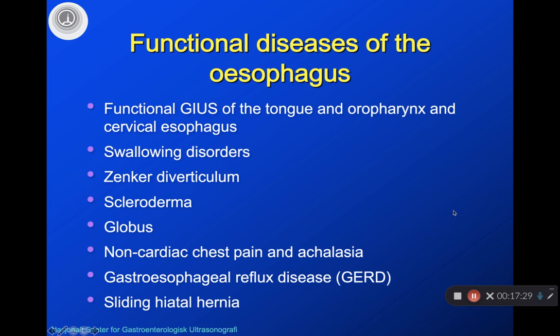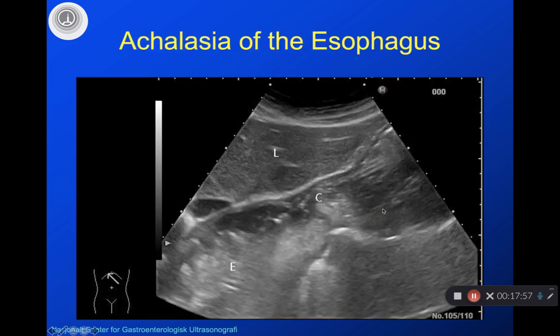Regarding esophagus, we are able to show evidence of even tongue and oropharynx diseases, swallowing disorders. Zenker's diverticulum can be detected. In scleroderma patients, we can observe dysmotility. Globus can be looked upon by ultrasound, and also non-cardiac chest pain and achalasia. And GERD and hiatus hernia are able to be observed using ultrasound.